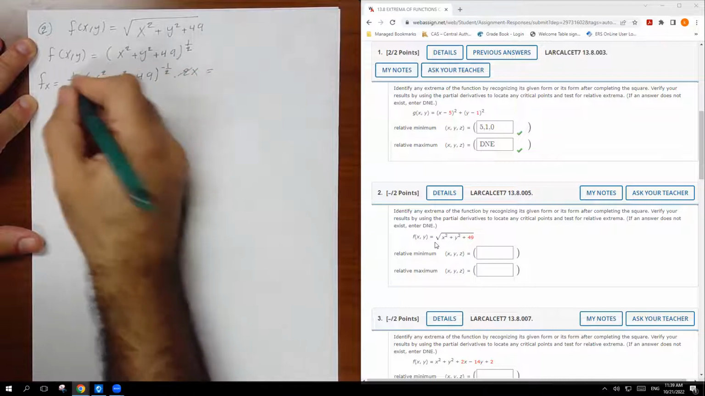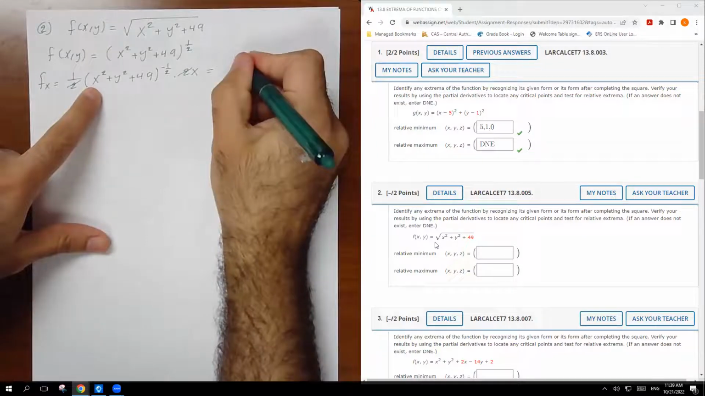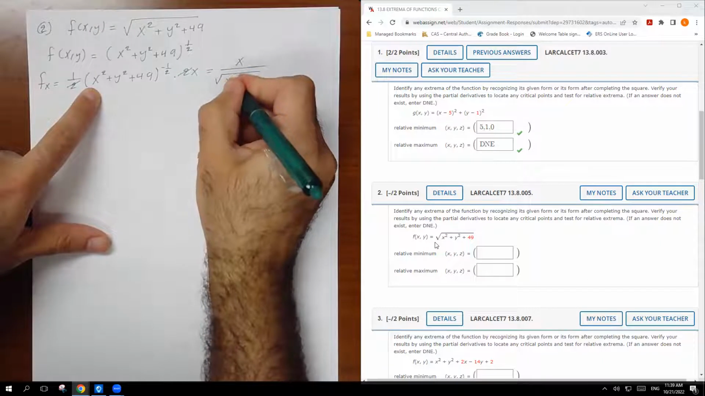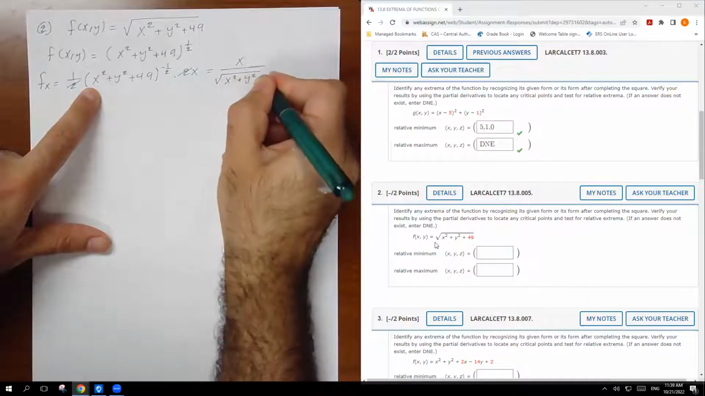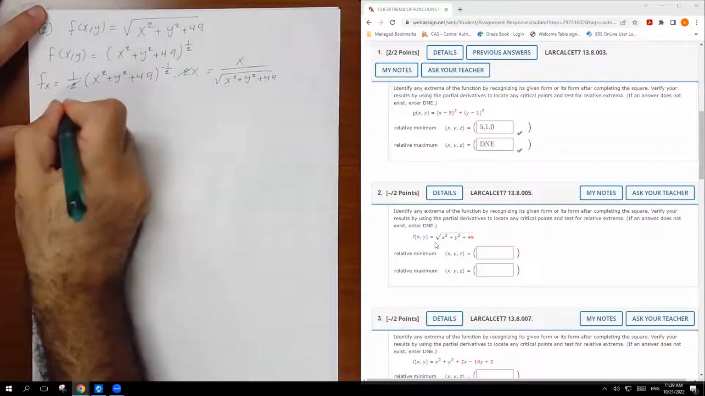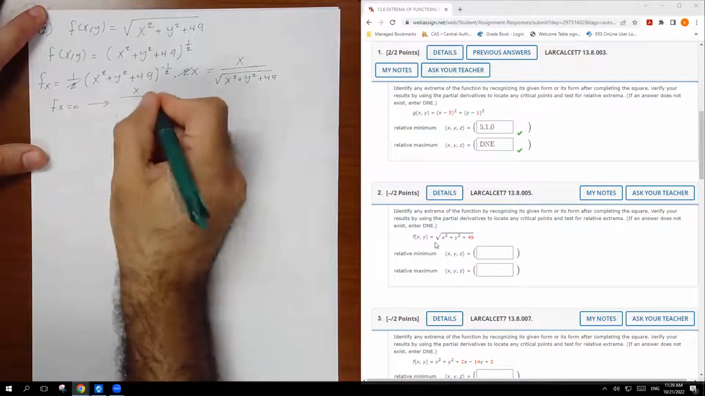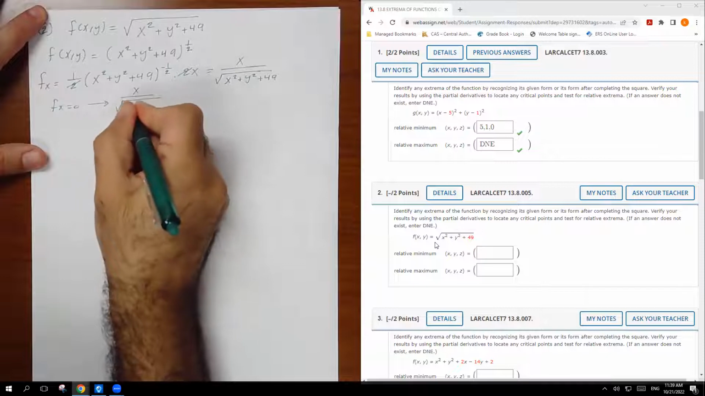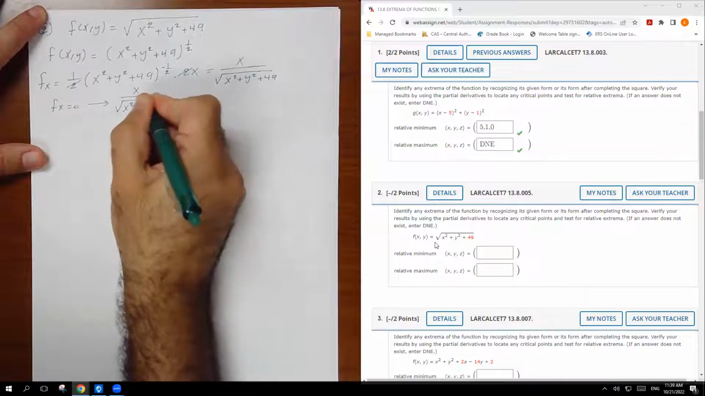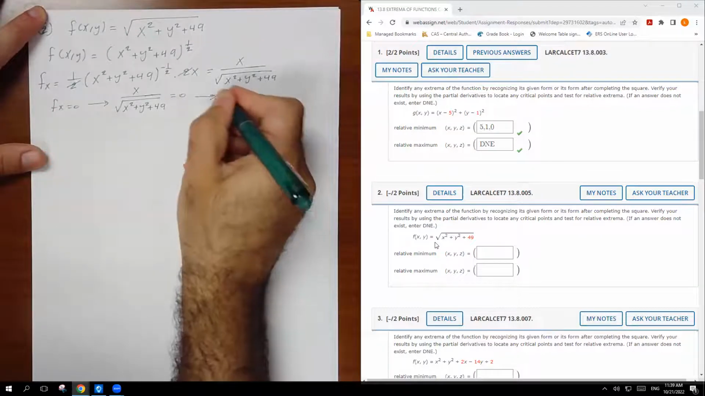Cancel the 2 with the 2. So it's going to be x over the square root of x squared plus y squared plus 49. Now, set f_x equal to 0. To find the extrema, that means x over the square root of x squared plus y squared plus 49 is going to be equal to 0. In this case, we're going to get x equals 0.